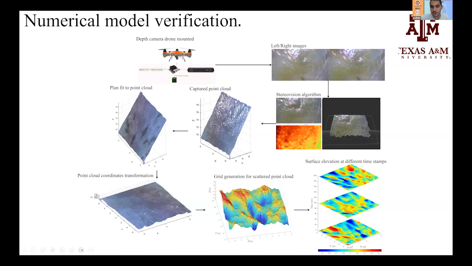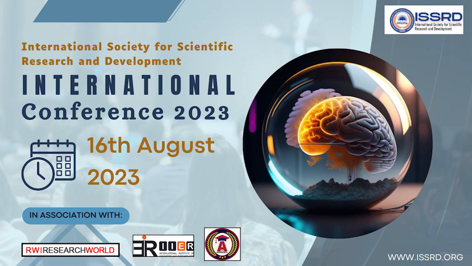Then after applying the stereo vision system, this disparity shifting, you can generate the point cloud, which is the XYZ coordinates for every point in the water. Then we do some coordinate transformation, and we can extract the grid for the water surface profile. Then we can repeat the same for every time we are interested in.